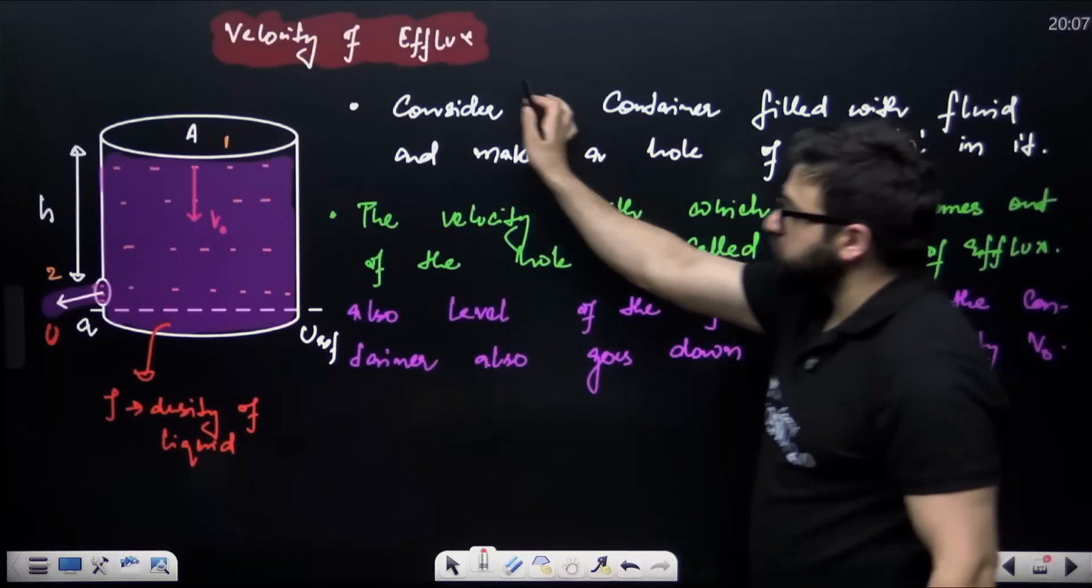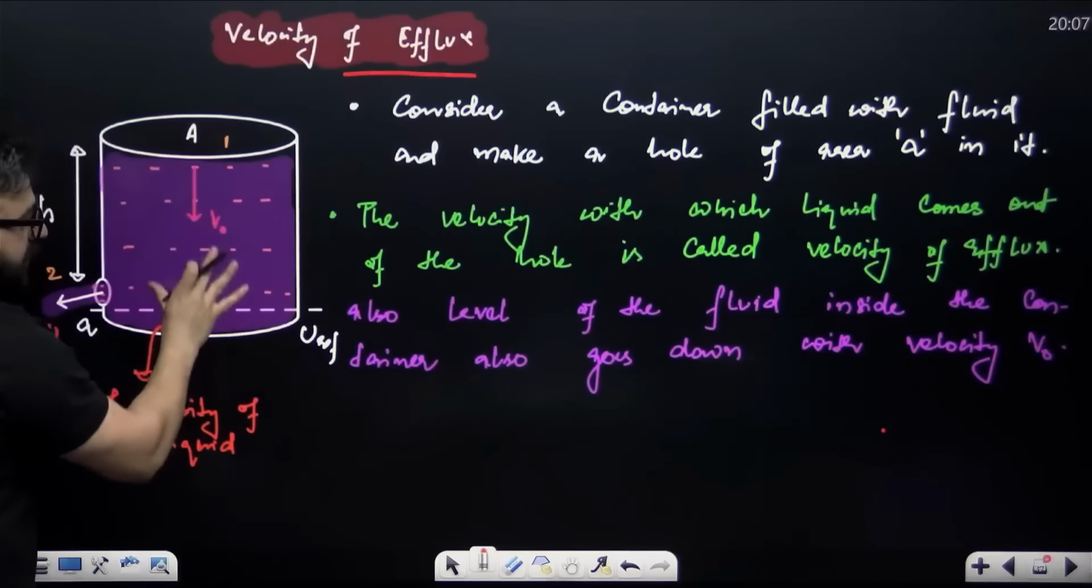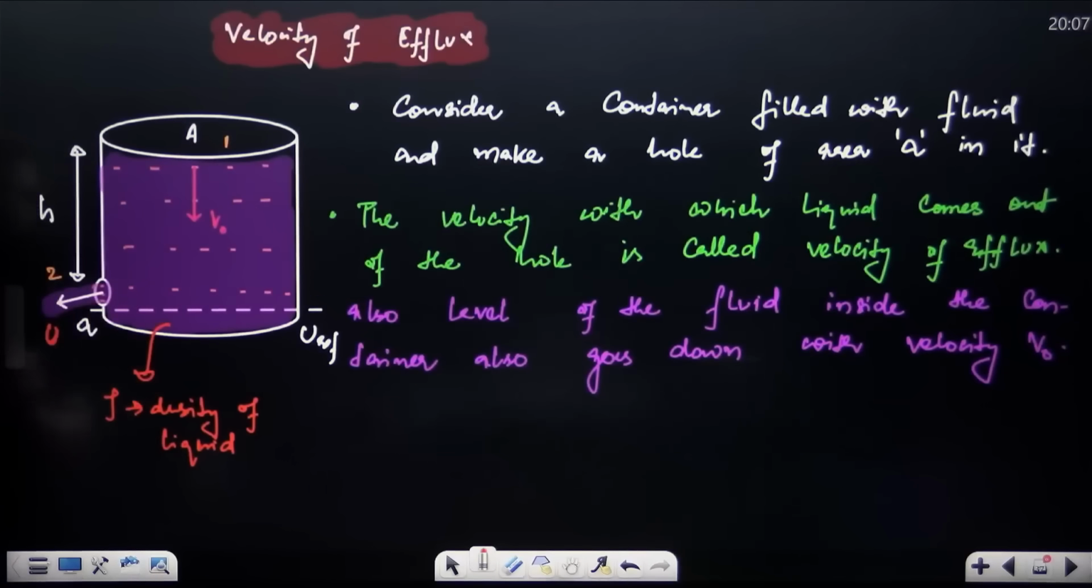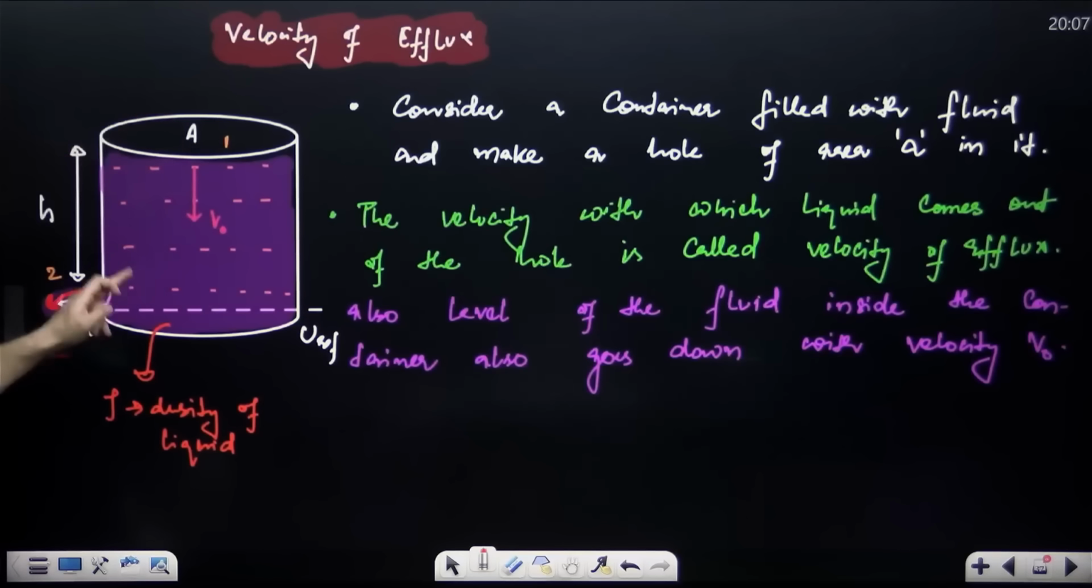Then you have velocity of efflux. Let's suppose, my dear NEET aspirants, you have a fluid present in a container. You make a hole over here. Then this fluid will come out of this hole with a certain velocity. The velocity with which this fluid comes out of the hole, that is what we call the velocity of efflux. The density of the liquid in this particular case is given as rho.